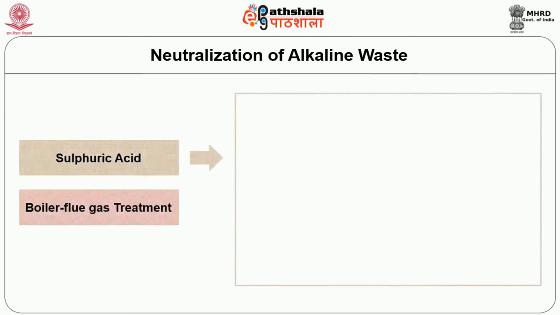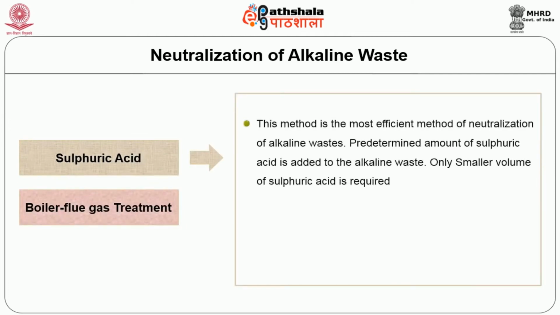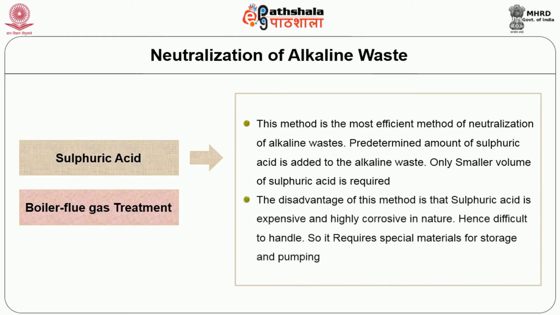Neutralization of alkaline waste. Alkaline effluents are neutralized by two methods. The first method is treatment with sulfuric acid. This method is the most efficient method of neutralization of alkaline waste. A predetermined amount of sulfuric acid is added to the alkaline waste. Only a smaller volume of sulfuric acid is required. The disadvantage of this method is that sulfuric acid is expensive and highly corrosive in nature, hence difficult to handle. So it requires special materials for storage and pumping.